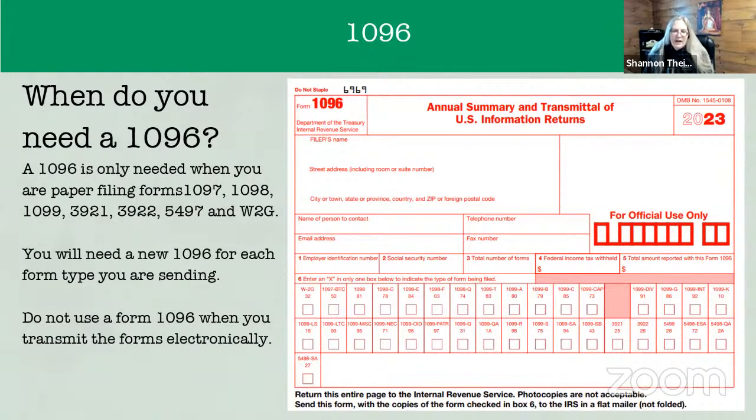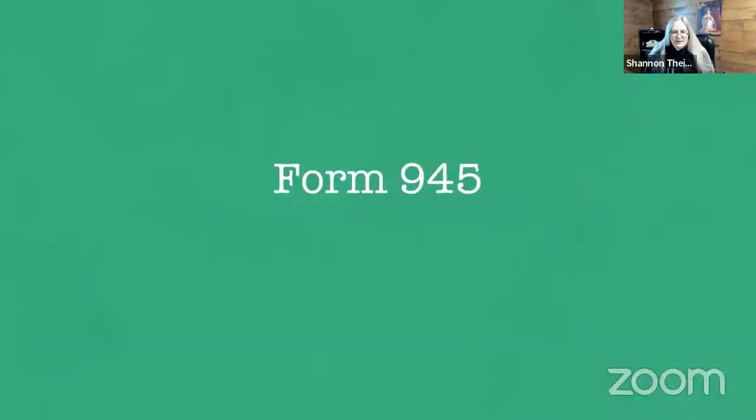So if you've got a 1099 NEC, a 1099 miscellaneous, and a 1099 INT, and you're going to paper file those 3 forms, you will need 3 separate 1096s as cover letters. And you do not use or prepare a 1096 when you electronically submit your 1099s.